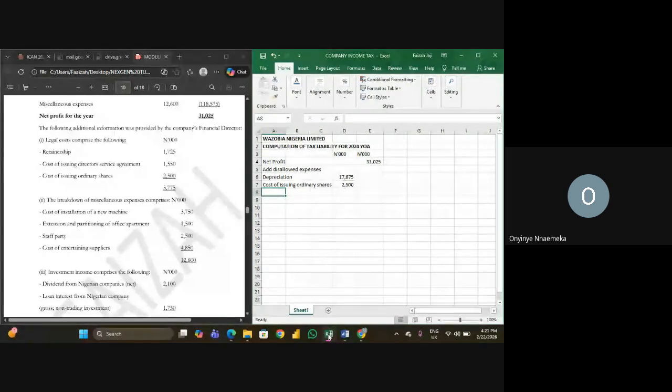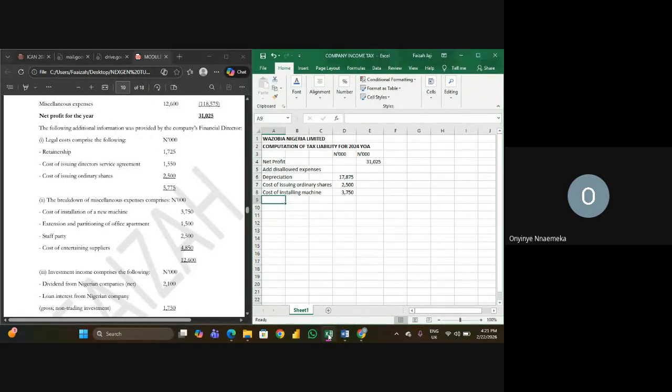All right, sorry for the disturbance. So we're talking about the cost of installing a new machine. This cost is a capital expenditure because it's supposed to be capitalized with the cost of the machine and not expensed. So we're going to be disallowing it. Cost of installing machine, 3,750.